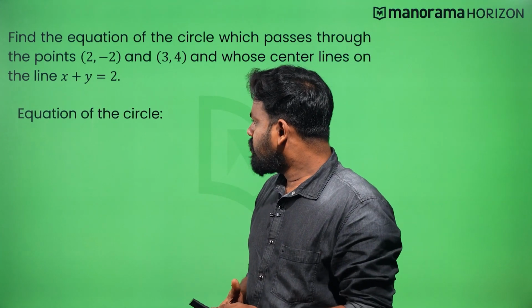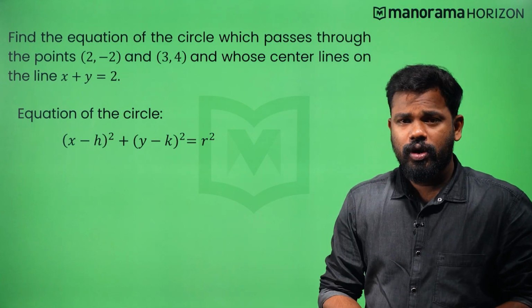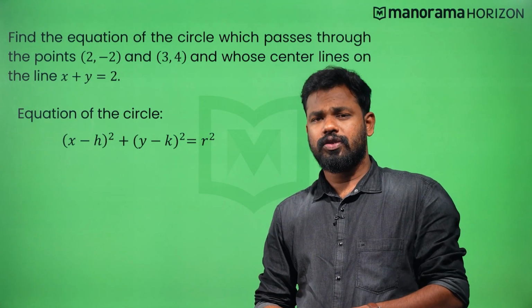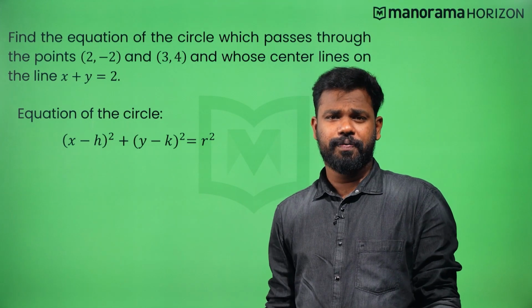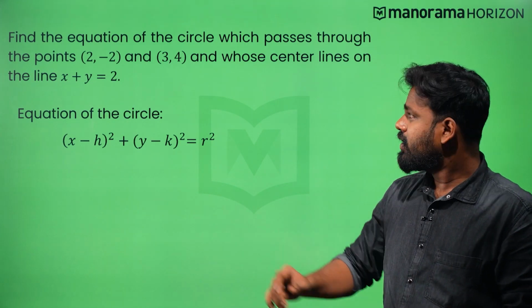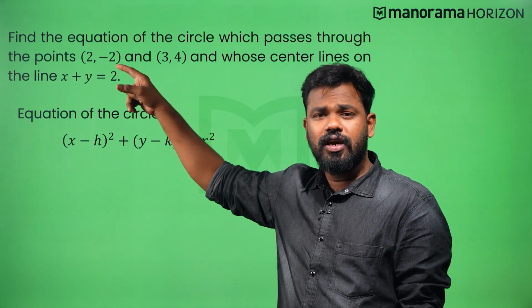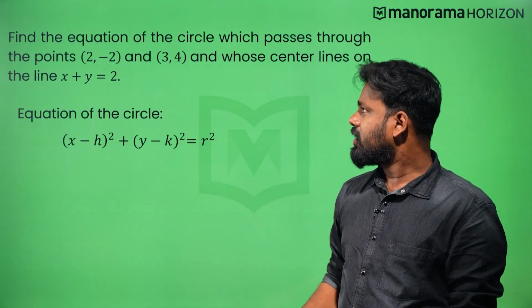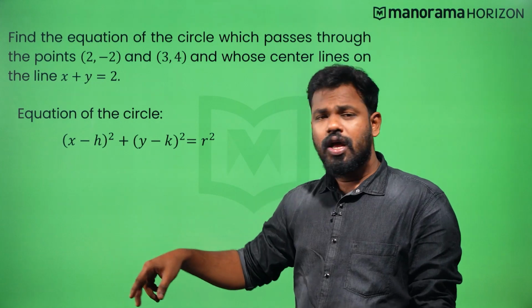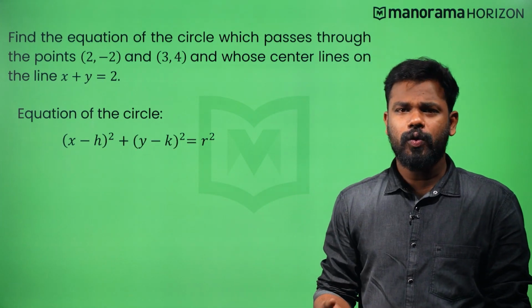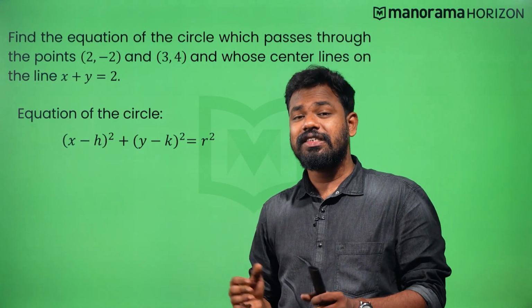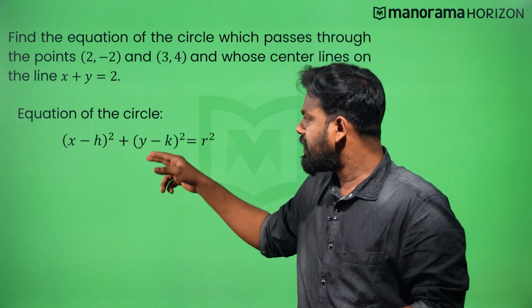From the equation of the circle, we know that it is (x minus h) the whole square plus (y minus k) the whole square is equal to r square. Here h, k, r are not at all given. Instead of that, what is given? A point (2, minus 2) where the circle is passing and (3, 4) where the circle is passing. So these 2 points are given. Is that h and k? No, because h and k are the coordinates of the center. It is not the coordinates of the center here.